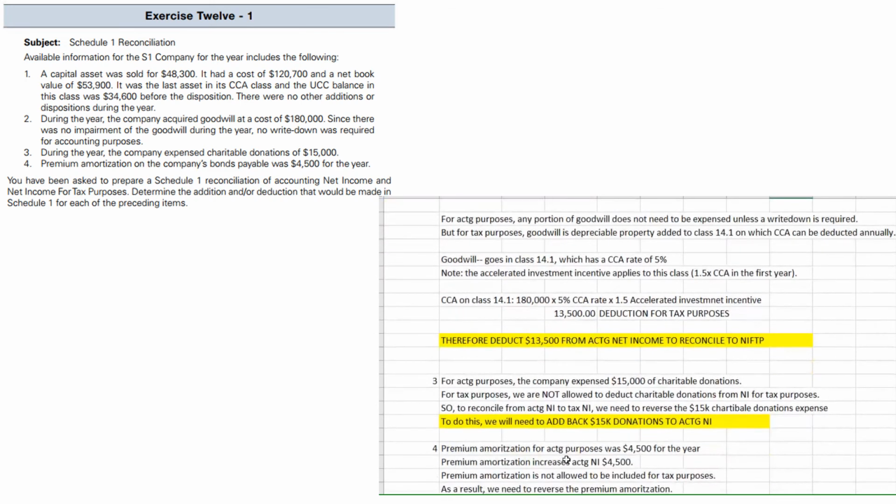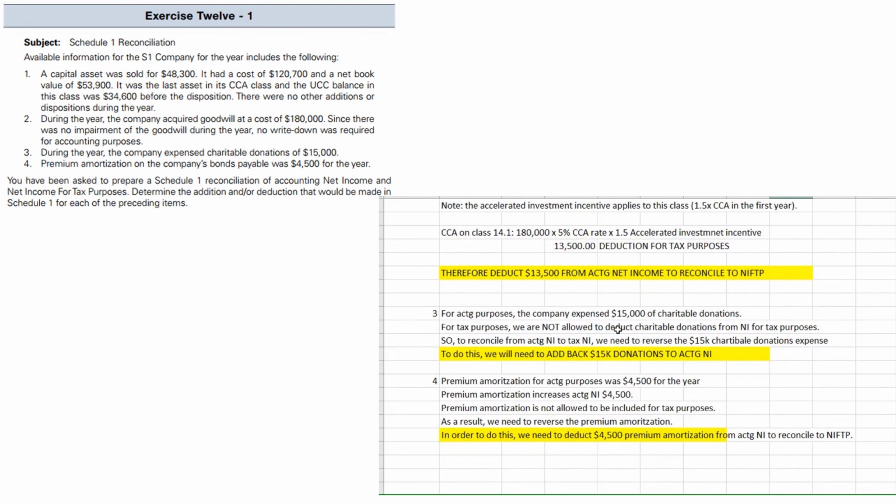Third situation is that the organization had $15,000 of charitable donations. For tax purposes, we're not allowed to deduct charitable donations. So, in order to reconcile the two, we need to add back the $15,000 in charitable donations expense.